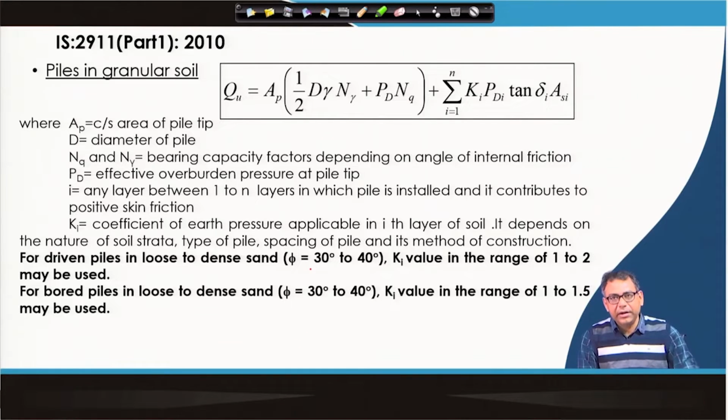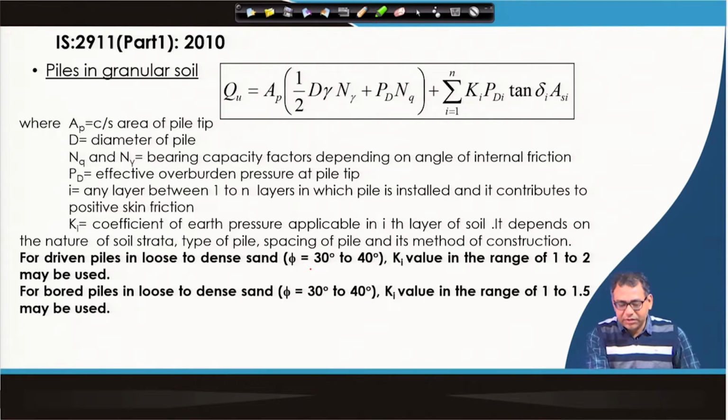All the equations that we have discussed are for the granular soil. Here the IS code also recommends an equation which is similar to the previous equation, but the only difference is that in the previous equation we neglected the third part in the pile load carrying capacity calculation, because the third part contribution is less compared to the second part, and the first part is already 0 because C is equal to 0. But the IS code recommends to take that third part.